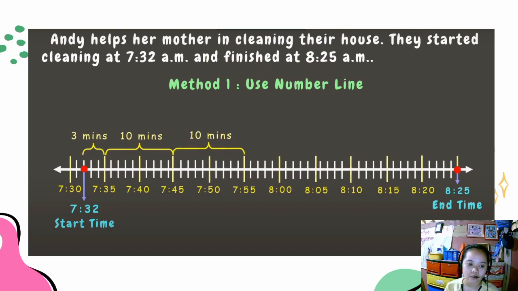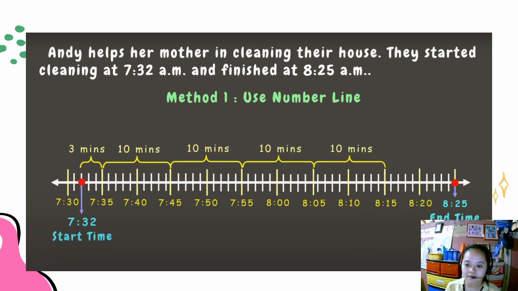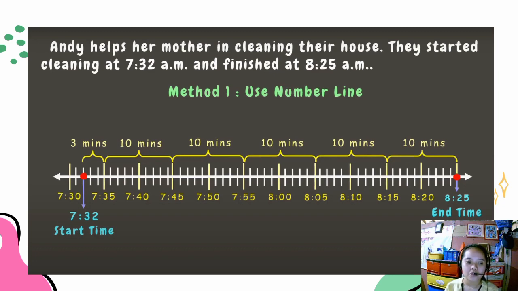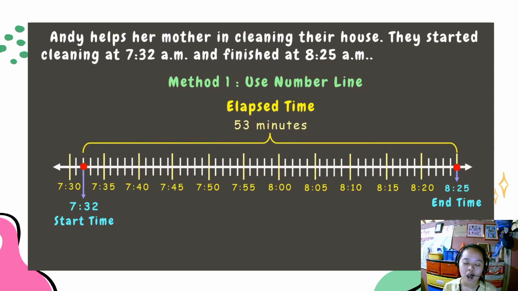So we have 3 minutes. All we have to do is count it: 1, 2, 3. So we have 3 minutes, and then 1, 2, 3, 4, 5, 6, 7, 8, 9, 10. So 10 minutes plus 10 minutes plus 10 minutes plus 10 minutes plus 10 minutes. So 3 minutes plus five 10 minutes is equal to 53 minutes. So all in all, the elapsed time that Andy helped her mother in cleaning the house is 53 minutes.